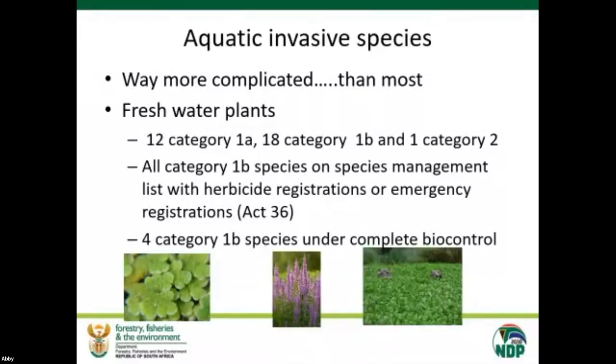If you're looking at the aquatic species, this is more complicated than most. If you're looking at terrestrial, there's various category 1As, 1Bs, and category 2s. So there's a species management list with the herbicide registrations or emergency registrations. And you will notice that four of our species are under complete biocontrol under category 1B.